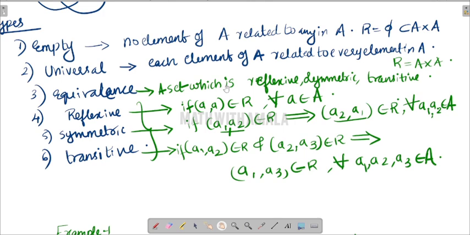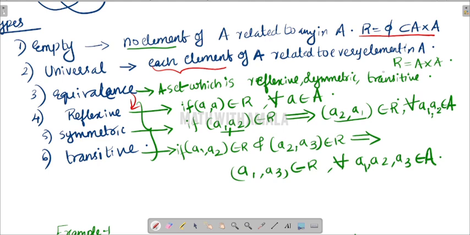Universal relation means each element of A is related to every element in A. That means if we take A cross A, that complete crossing will be that R. That means it is a universal relation. Equivalence relation means you have to consider the upcoming three relations in order to prove the equivalency. Let's move to the reflexive, symmetric and transitive relations.